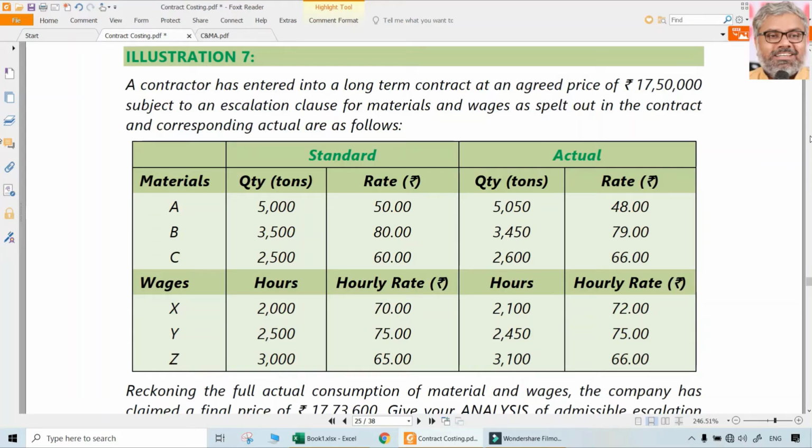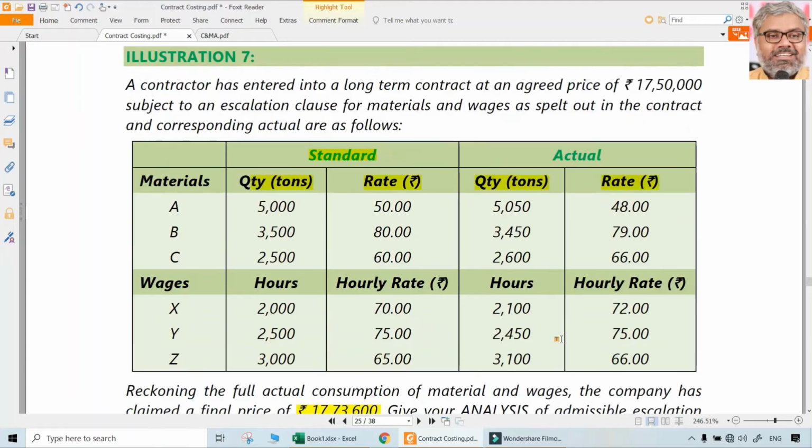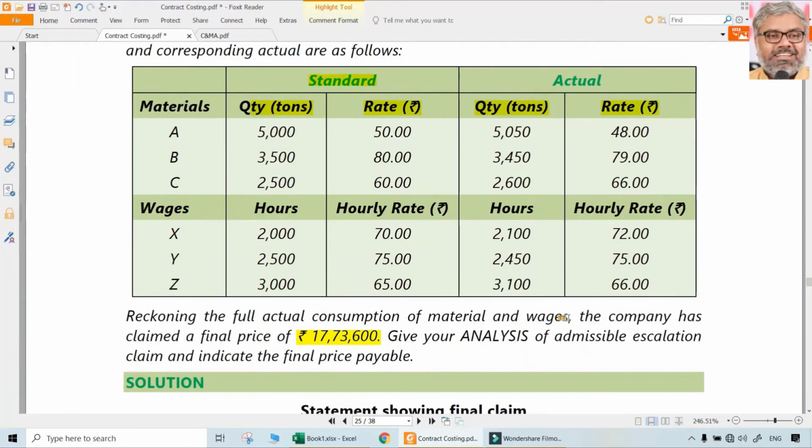So as per the original BOQ, what is popularly called the bill of quantities, the standard quantities and rates are like this, which are all given here. These are the standard quantities and rates for materials also, wages also. Actual quantities and rates are given here. Wages also, standard, actual, both are given. Reckoning the full actual consumption of material and wages, the company has claimed a final price of 17,73,600. That is the claim that the contractor has claimed.